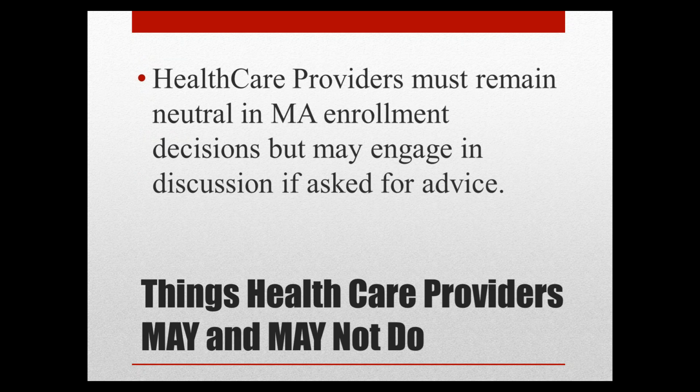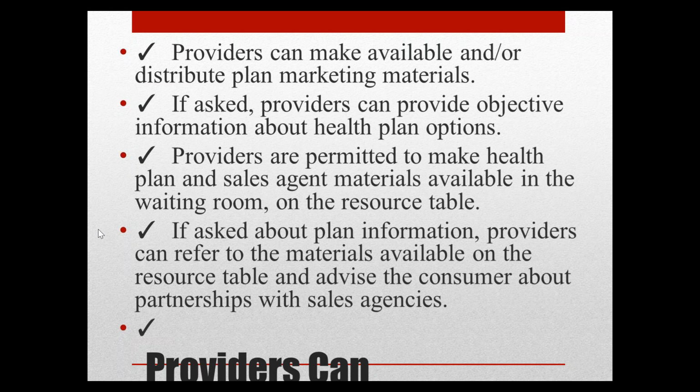So the things we can and can't do. This is the important part of this. You must remain neutral in MA enrollment decisions, but you may engage if you're asked for advice. So that's the critical thing. You can't start the discussion, but if they engage you, you can tell them what you think. So what you can do, you can make available and distribute plan marketing materials, but you have to do that for all plans that give them to you.